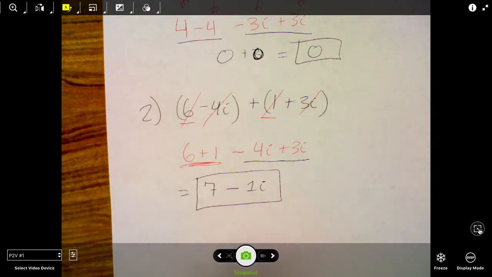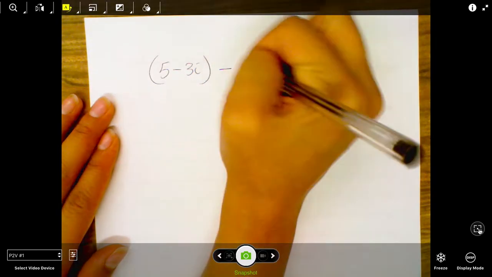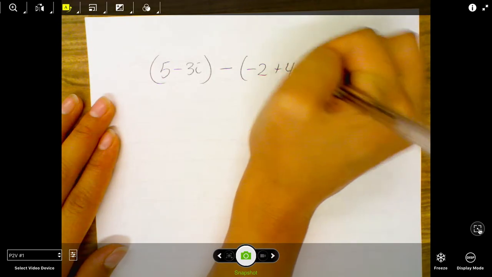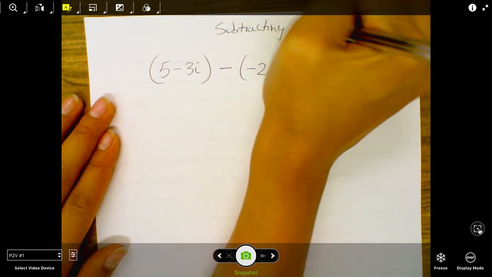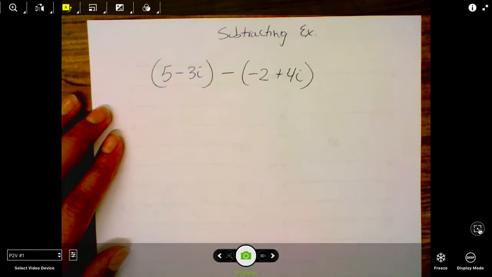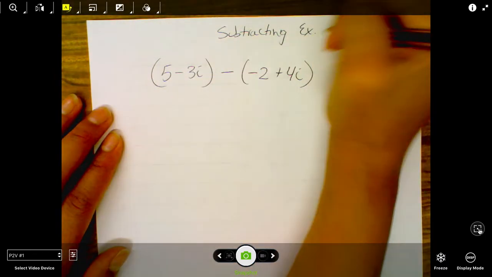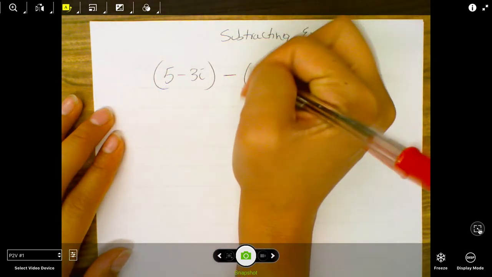Okay, let's do a subtraction problem. The subtraction problem that I have is 5 minus 3i minus -2 plus 4i, and this is a subtracting example. This one is a little bit different than the other examples, because you do have a subtraction in front of a parentheses.